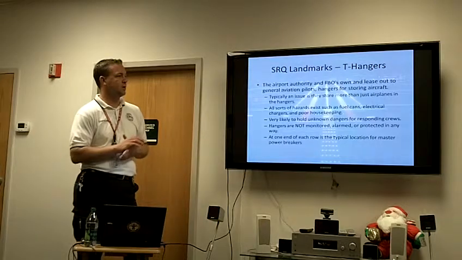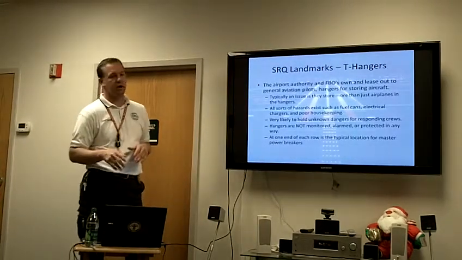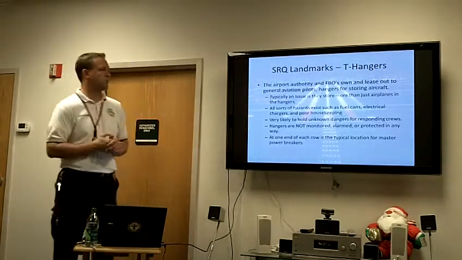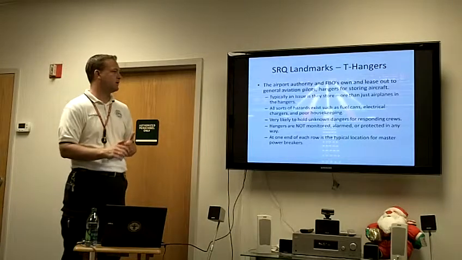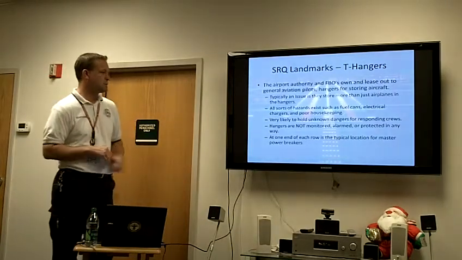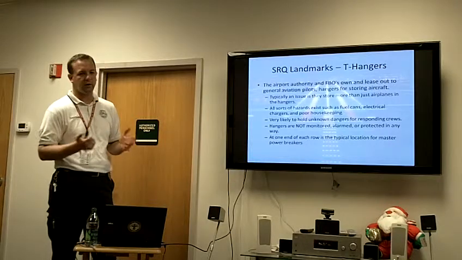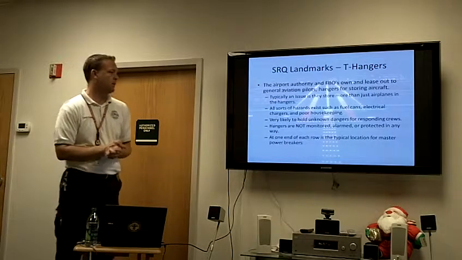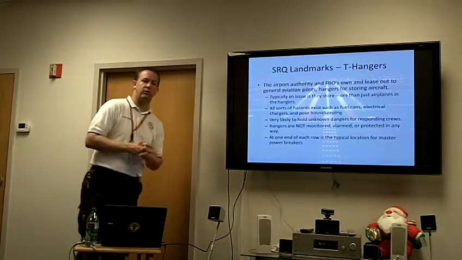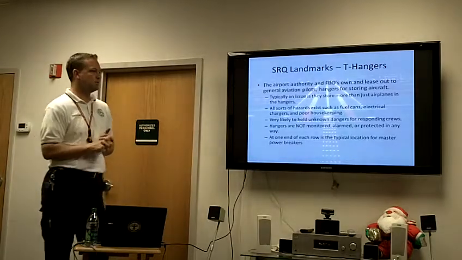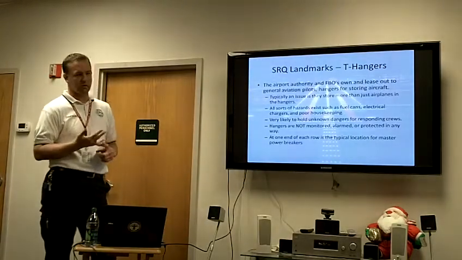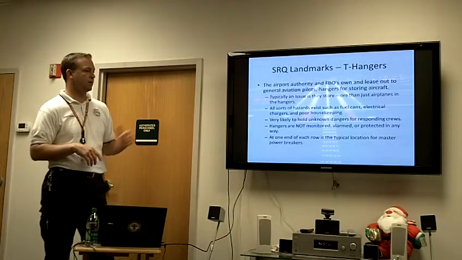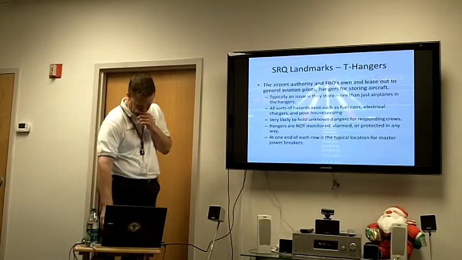The Airport Authority and FBOs own and lease out hangars to general aviation pilots for storing aircraft. But there are some other hazards. We all know that everyone's garage is more than just a garage, right? Typically, they store more than just airplanes. All sorts of hazards for firefighters: fuel cans, electrical chargers, poor housekeeping, you guessed it, it's there. Very likely to hold unknown dangers for responding crews. Hangars are not monitored, not alarmed, and not protected fire-wise. At the end of each row of hangars, you will find the typical location for master power breakers.